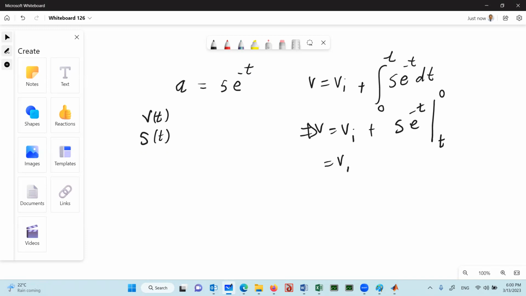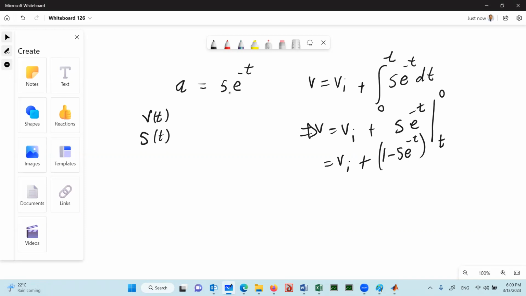So I have here v initial plus 5 times (1 minus e minus t). This should be the speed at a given time. So when t is equal to 0, this v is equal to vi.